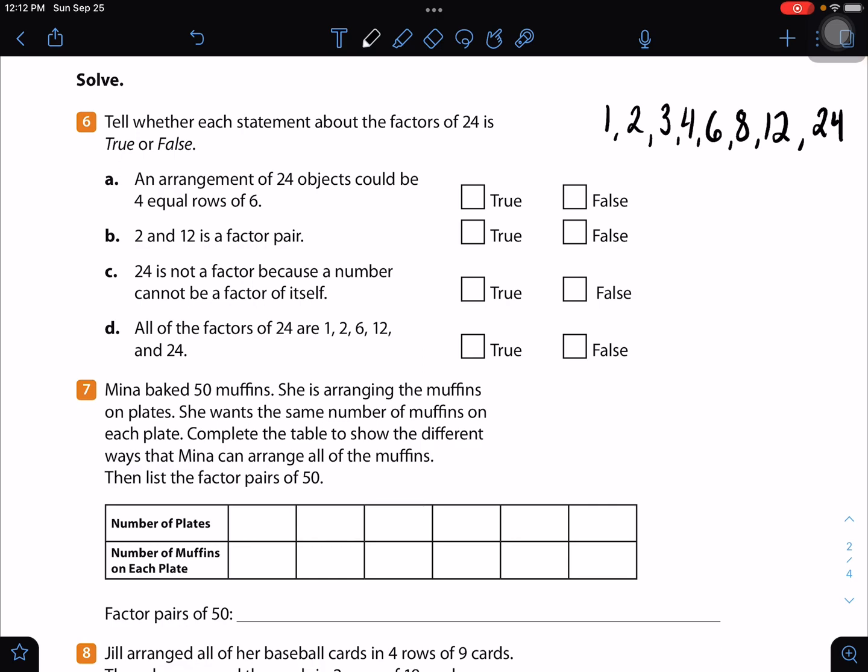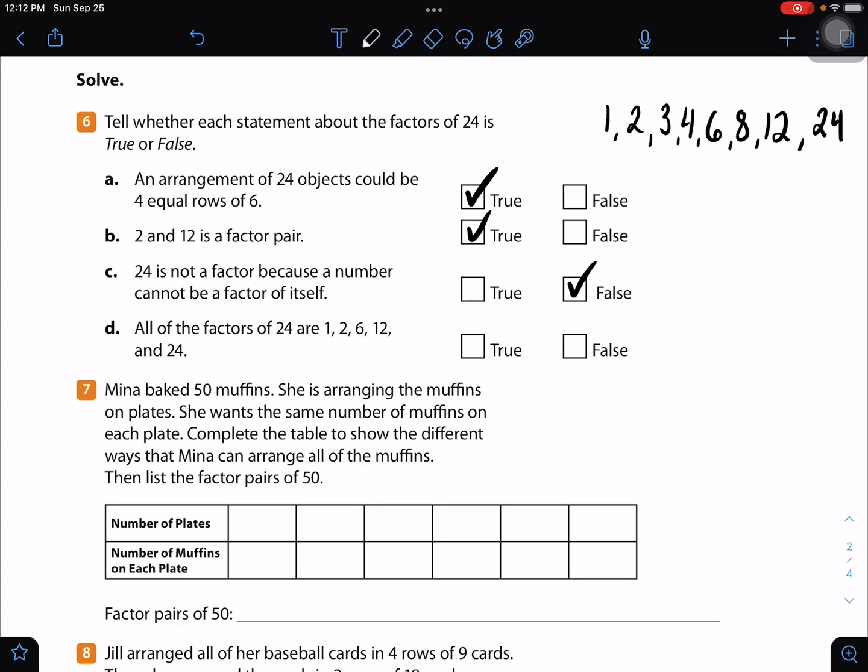So letter A, an arrangement of 24 objects could be 4 equal rows of 6. Yeah, 4 times 6 is 24. 2 and 12 are factor pairs? Yes, because 2 times 12 is 24. 24 is not a factor because a number cannot be a factor of itself. False. Yes, it can. 24 times 1. Anything times itself and 1 always work.